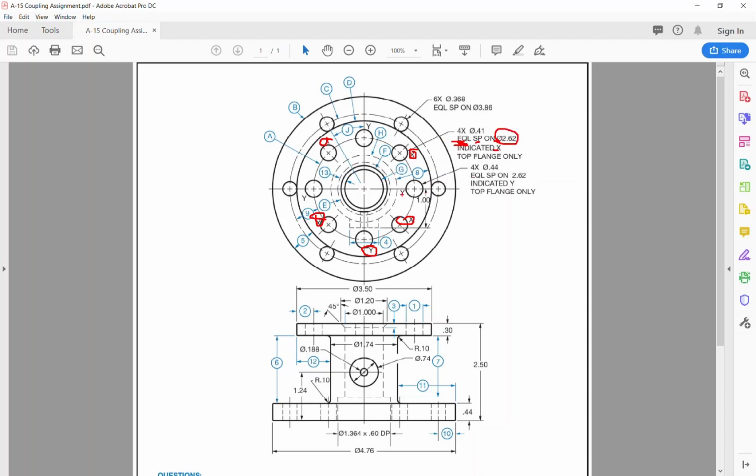Likewise, these Y holes here, there's 4 of them, they're on the same bolt hole circle, we could say. That's how we would speak in the shop. They're on the same bolt hole circle, and these are equally spaced on, of course, a 2.62 diameter. So the answer to question 1A is the diameter is 2.62. That's the answer to A.